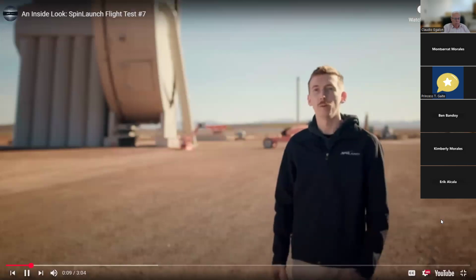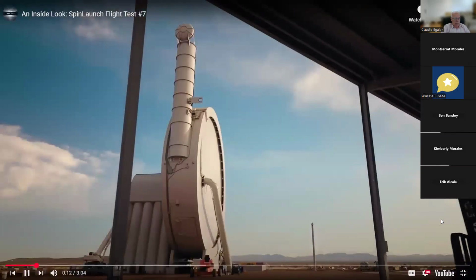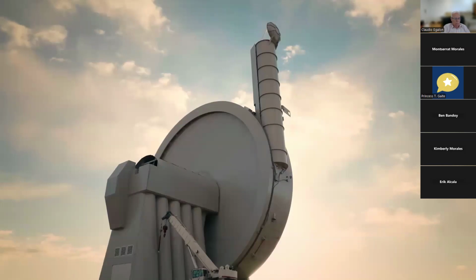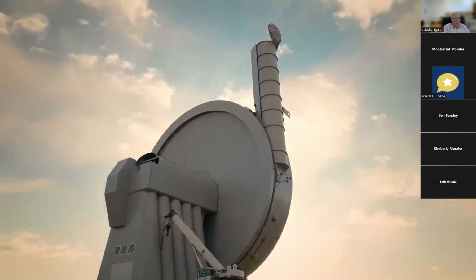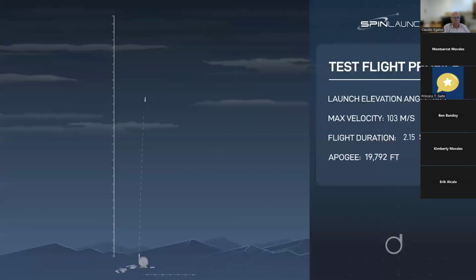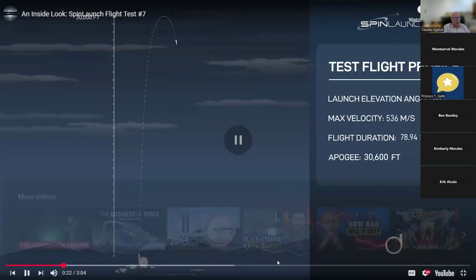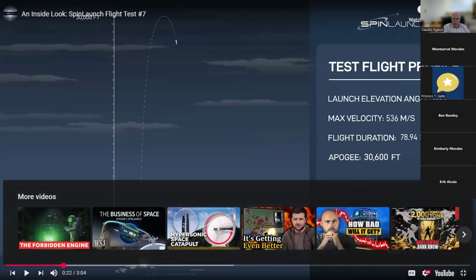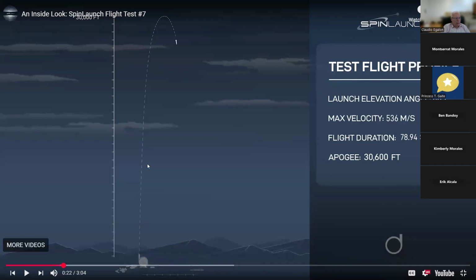Spin Launch is developing a new way to get to space. We're using electricity to accelerate vehicles up to high velocities to significantly reduce the amount of fuel, structures, and rocket systems that are required to enter orbit. Today's flight test will be flying at 1,200 miles per hour. So here you go, it's just like a projectile launch. You launch your payload, and it goes in a parabolic profile.